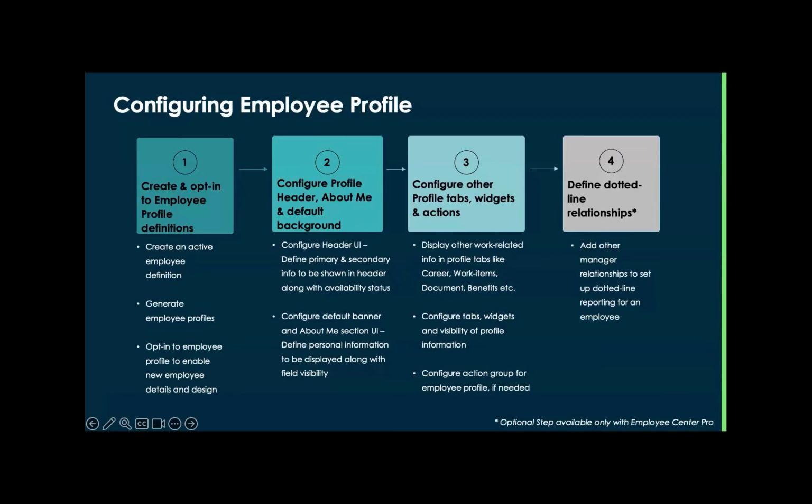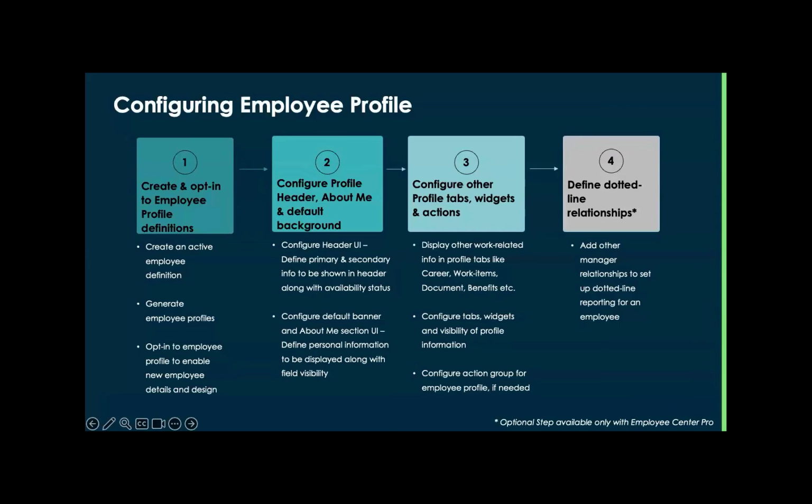And the final step is configuring the action group for the employee profile. Like we have seen on the employee profile, you could view the org chart. That is one of the actions, or you could reach out to that person via email or via Teams chat, right? So these are some of the actions that you could take on the employee profile or even on the org chart. And as an admin, you could configure all these different actions for the employee profile via the action group table.